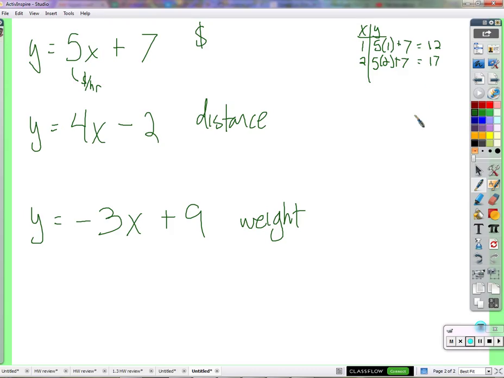$5 an hour. X is the number of hours, right? You've done that kind of calculation in your head before, right? If I work this many hours, I do this many chores, I don't know how much money you guys are making these days, but if you've ever made a rate of money, like per hour or per chore or whatever, well, if I make $5 an hour and I work for 12 hours, 5 times 12, $60. Catching my drift there?